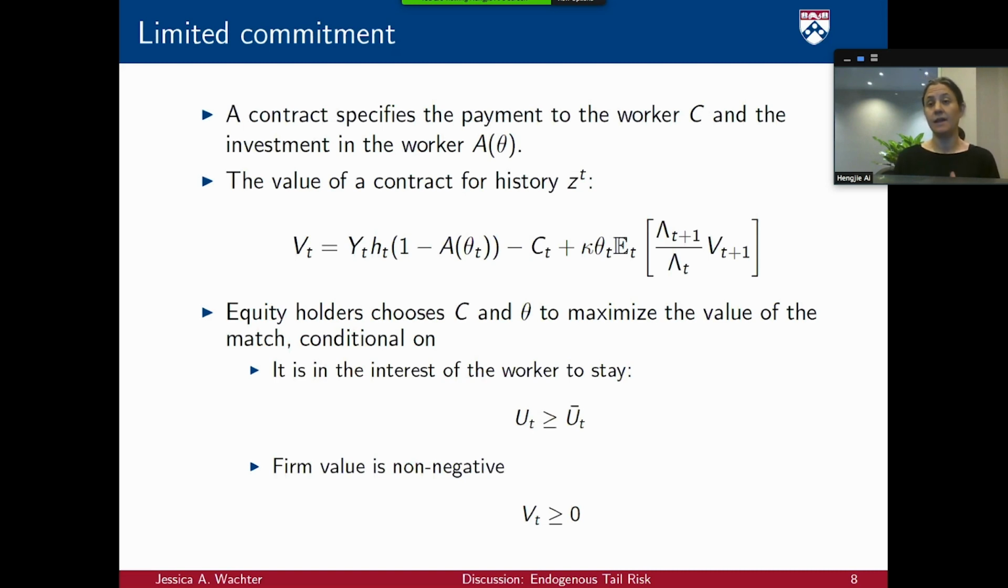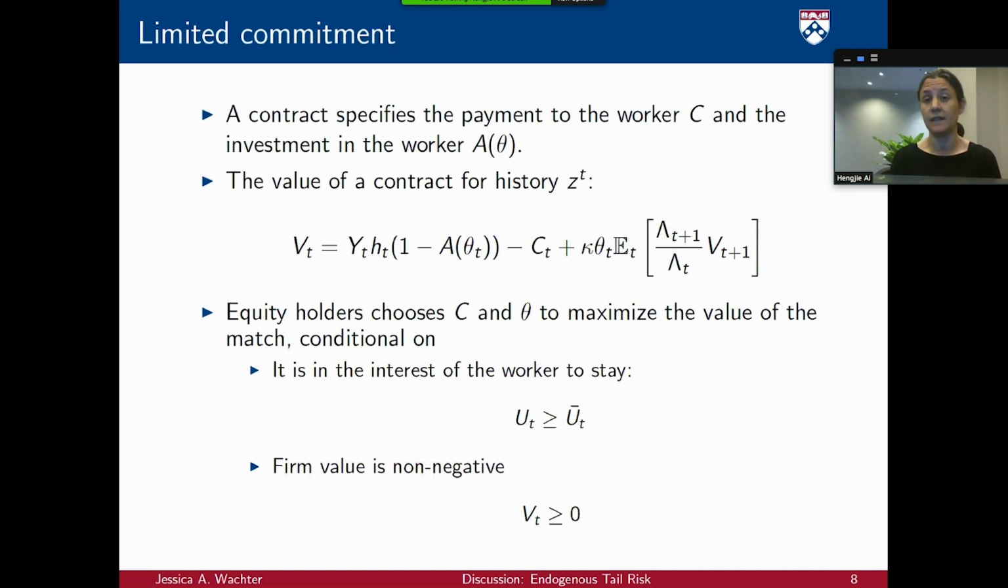And then you have next period's value. Kappa is the probability the worker stays alive. Theta is the probability the worker stays in the firm. Then you have the stochastic discount factor and next period's value. The point is that equity holders, as I mentioned before, choose the compensation and the investment theta to maximize the value of the match.